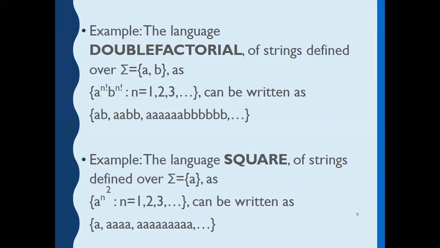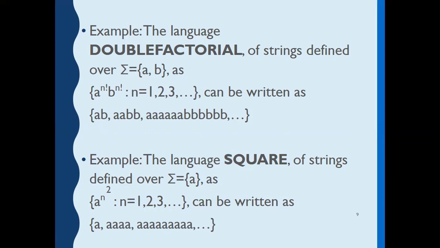Here is another example, the language double factorial of strings defined over alphabet A and B. Now, double factorial means that we shall calculate the factorial of a raised to power n, and the factorial of b raised to power n factorial, b to the n factorial.